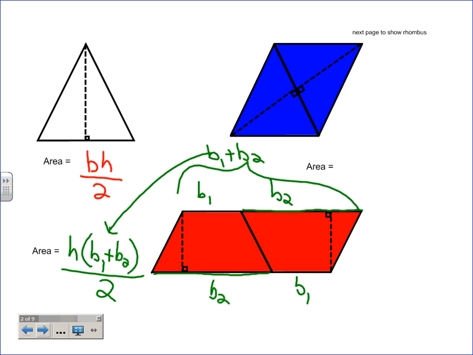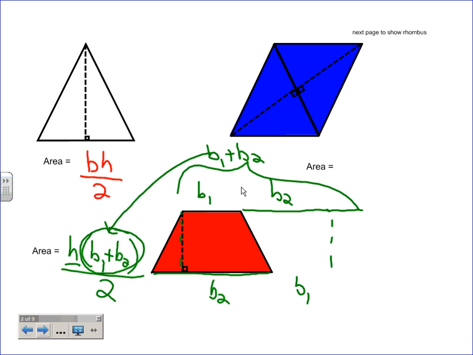Do you agree the height is the same in both locations? Yeah. So basically right here, you're taking base times height, but that would give me that whole red object there. I don't want the whole red object. I just want half of it, which is why you divide by 2. Okay? That's why.